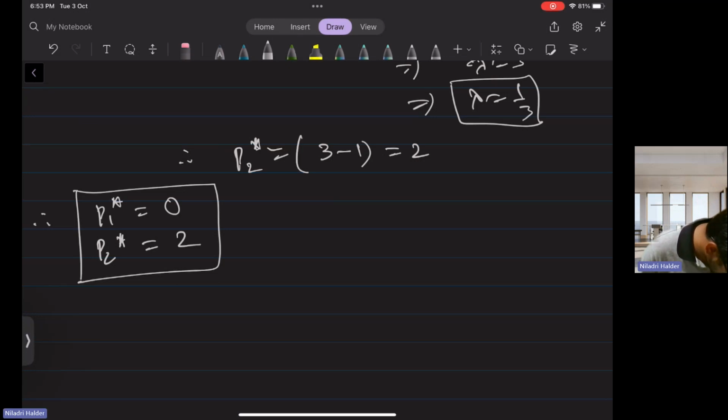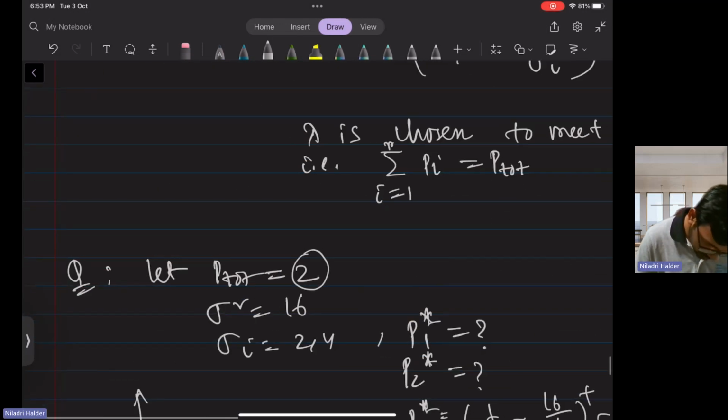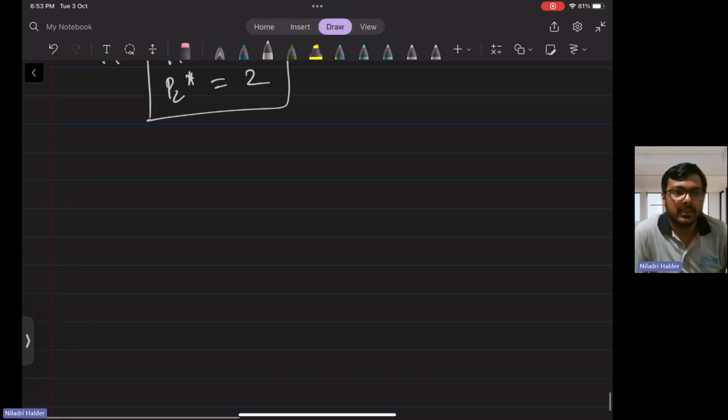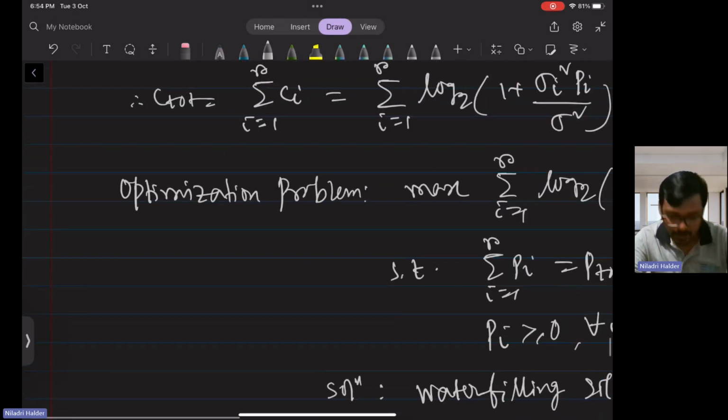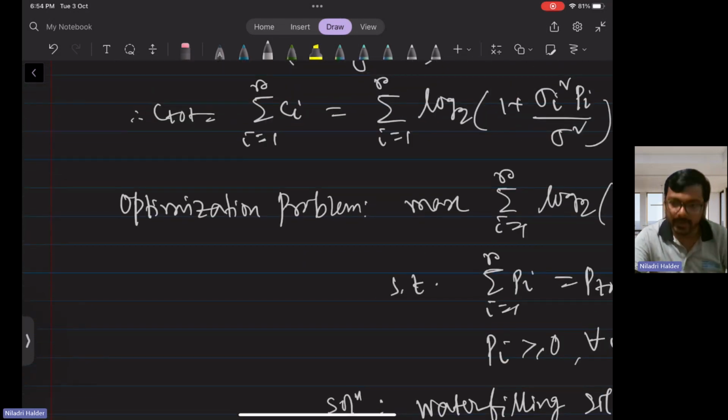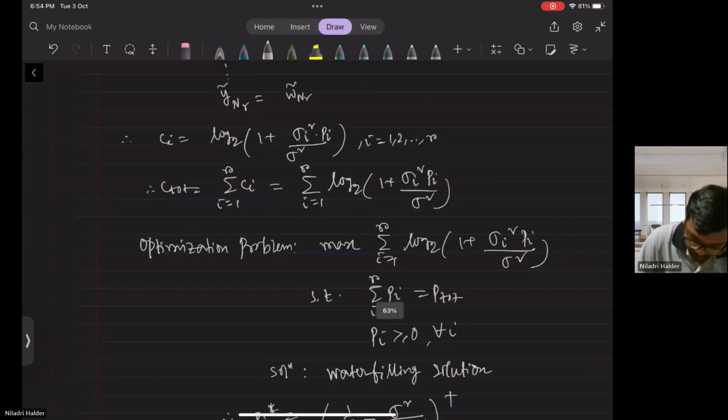Then the next question is... yeah, that's all for today. So these are the sample problems. Okay. If you have any doubt, you can ask me.